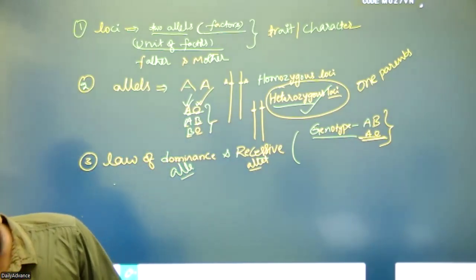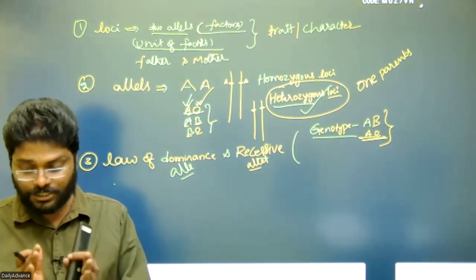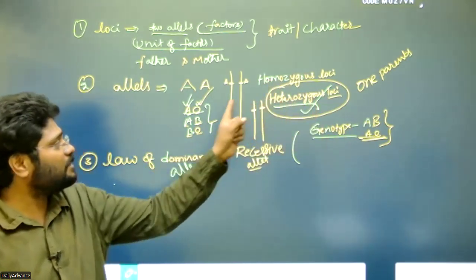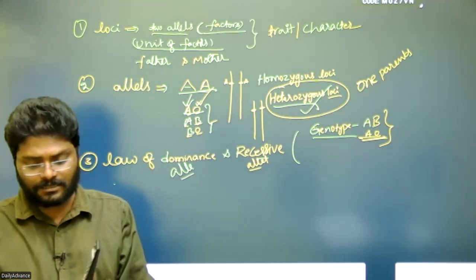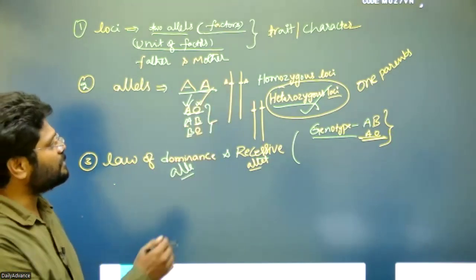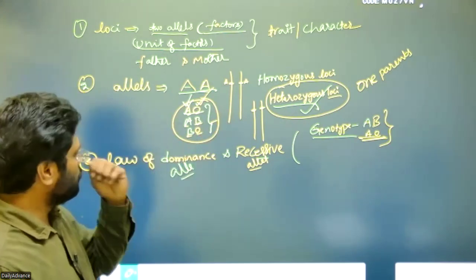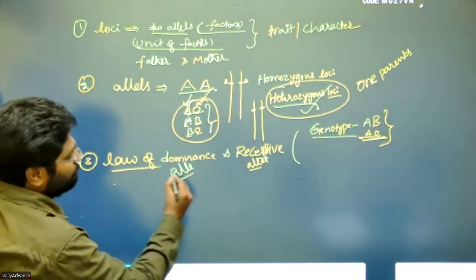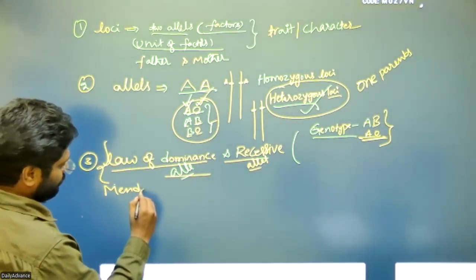Dominant and recessive is a condition we always use to denote the heterozygous condition. In the homozygous condition, because both are the same, no allele is dominating and no allele is recessive. Dominant and recessive come into the picture only in this kind of heterozygous condition. This is the core of Mendel's laws.